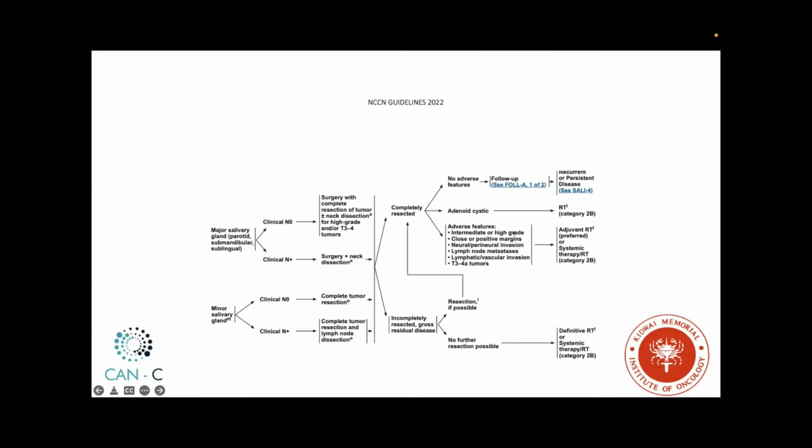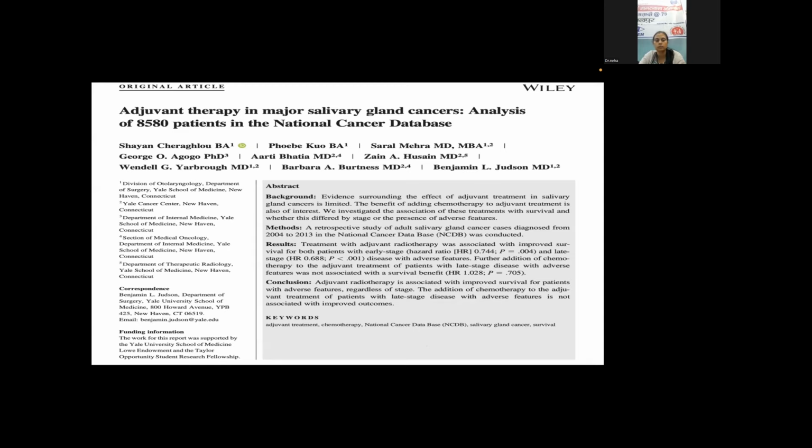Next, once the parotidectomy and the neck dissection are done, patients who have adverse features like intermediate and high grade, close or positive margins, perineural invasion, lymph nodal metastasis, T3, T4A tumors have to be subjected to adjuvant radiation and/or chemotherapy. This is a recent NCDB analysis which has shown the efficacy of adding adjuvant radiotherapy for patients, both in early stage and late stage disease, who have these adverse features.